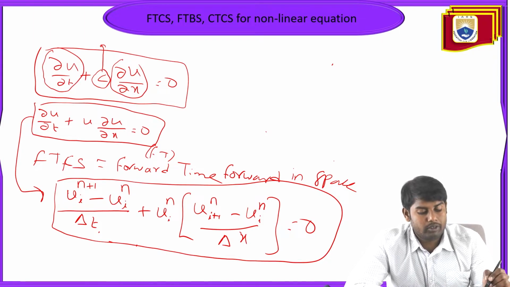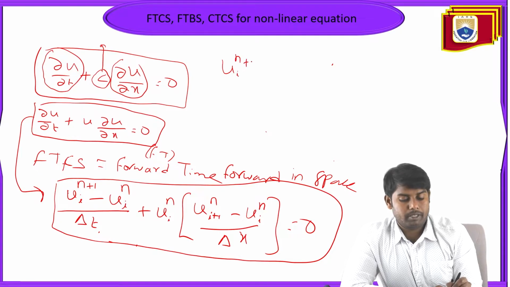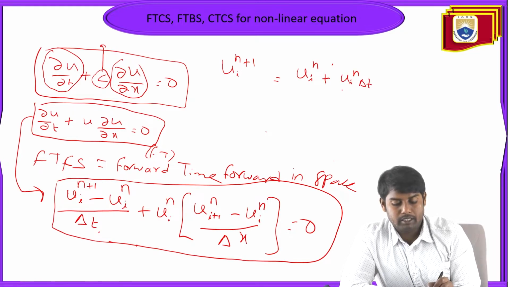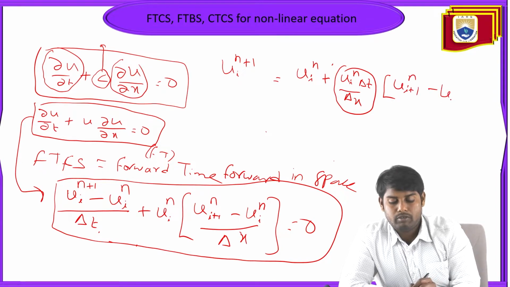Okay, full-fledged, this is the full equation of FTFS, which is forward in time, forward in space. So now what we do is we will separate the known and unknown parameters. So u of i to the power of n plus 1 will be equal to u of i to the power of n plus u of i to the power of n into delta t divided by delta x into u of i plus 1 to the power of n minus u of i to the power of n.